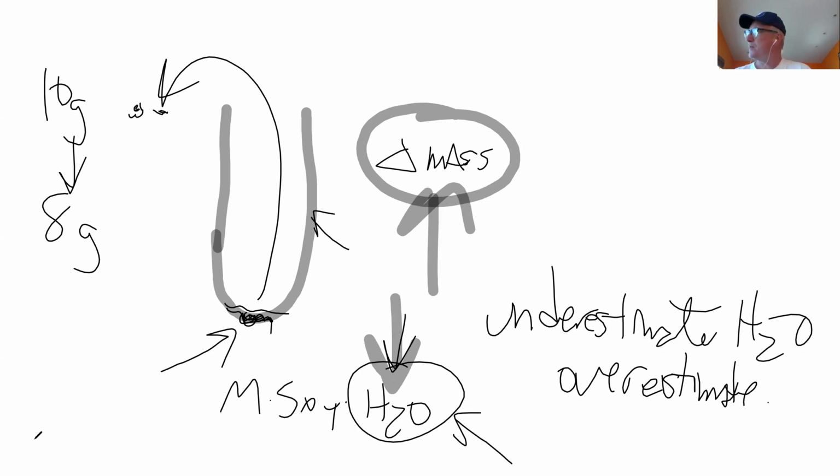Some people said underestimate because the water left with the sample. But the key to the whole thing is you can't put the sample back in now because it's contaminated, or you didn't even see it at all. You didn't see that you lost some sample. So whatever mass is missing, when you measure the mass after heating, you're going to assume that change is water, and it's going to be more than it should. And if it's more than it should, that's an overestimation. Okay.